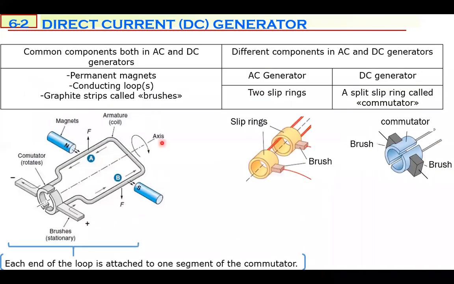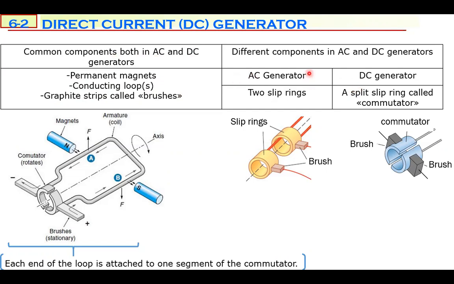This is all about that. Then we will continue with the direct current generator, the DC generator. This is the basic structure of a DC generator. But in AC generator and DC generator, three components are common: permanent magnets, yes. Conducting loop, yes. Brushes, yes. But one component is different.